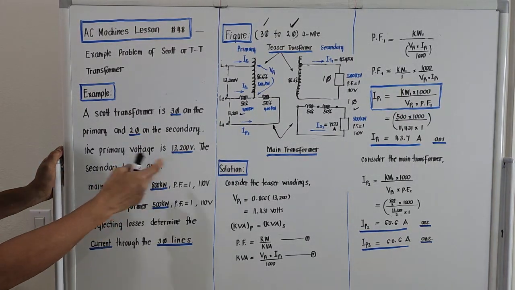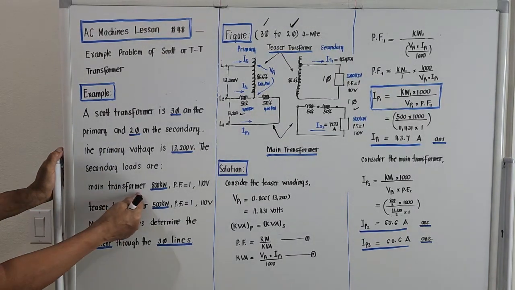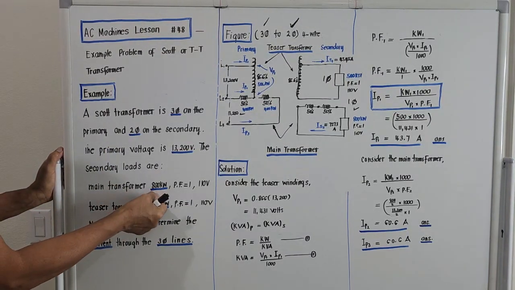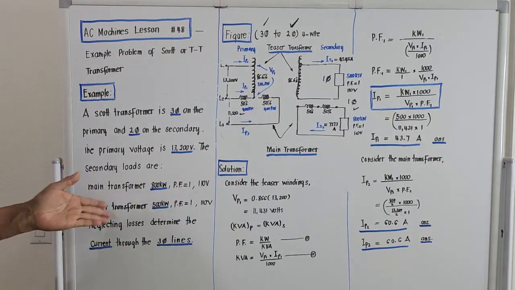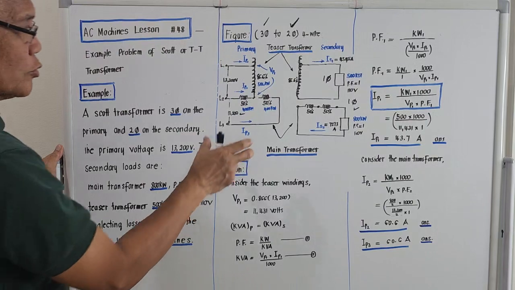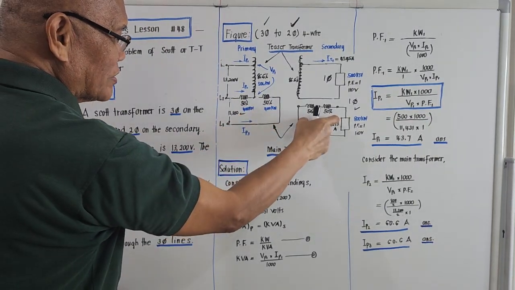The secondary loads, there are loads on the secondary. For the main transformer, the load is 800 kilowatts, power factor is 1, and the voltage is 110 volts. Where is the main transformer? The main transformer is with the 50% tapping. This is the primary side, this is the secondary side.